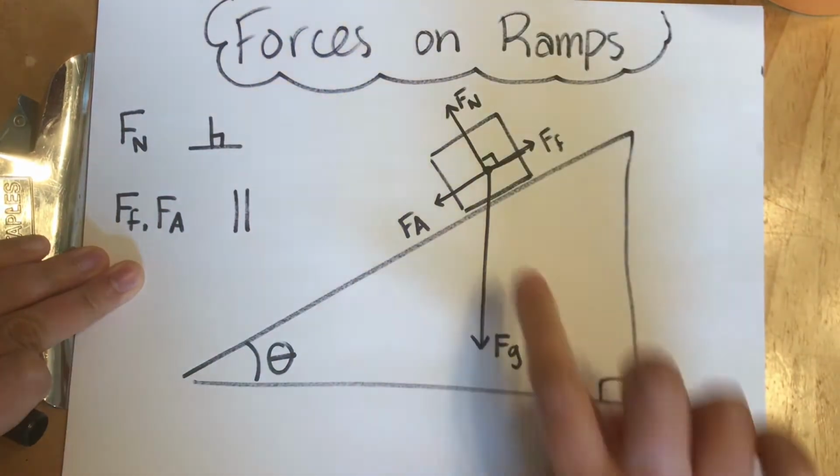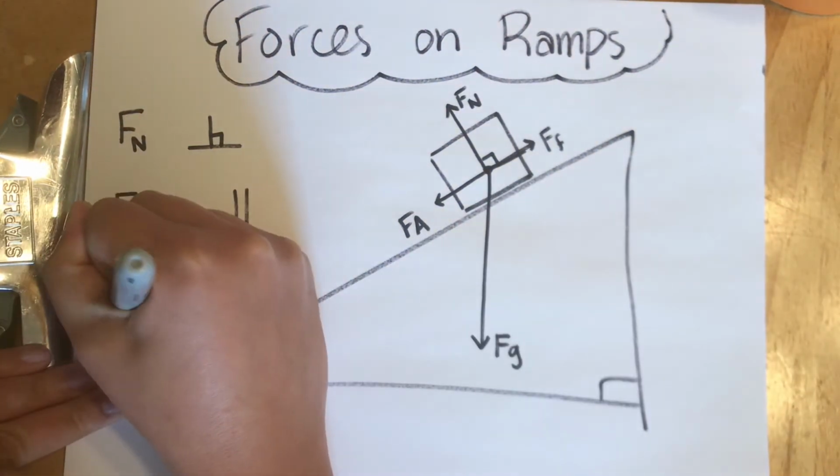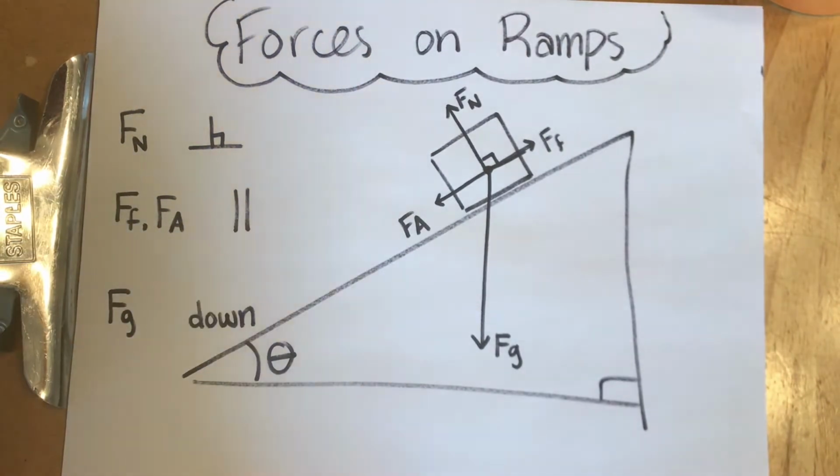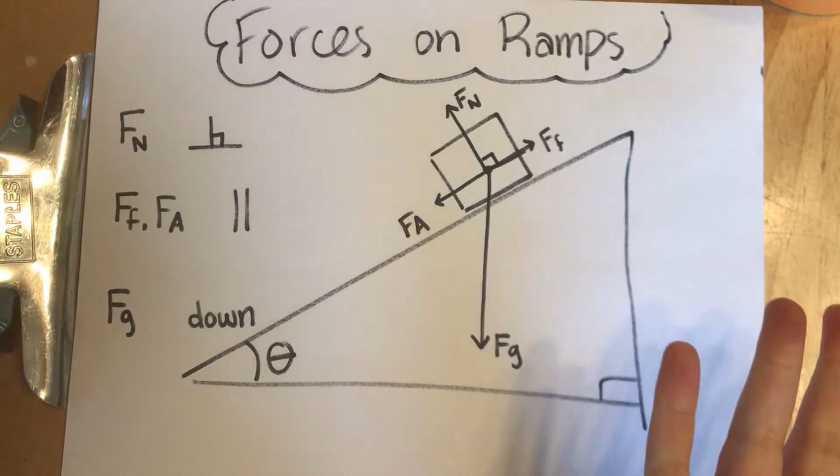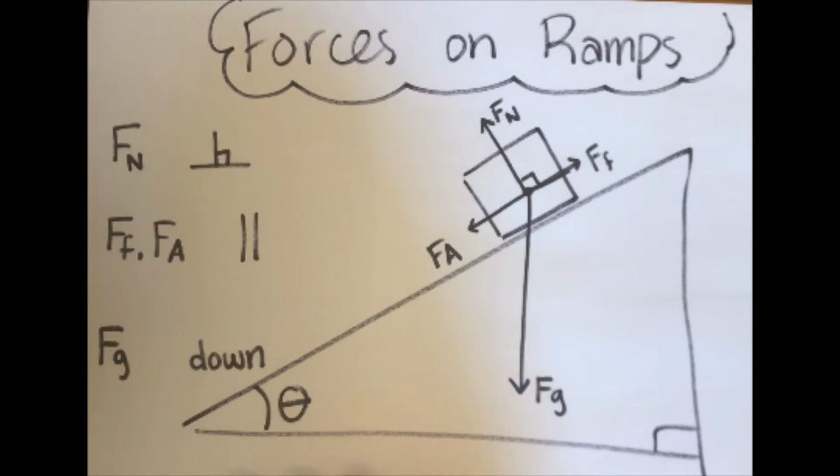In order to draw the free body diagram, I want us to notice a few things. The normal force is perpendicular to the ramp. Friction and applied force are parallel to the surface of the ramp, but the gravitational force is straight downward.